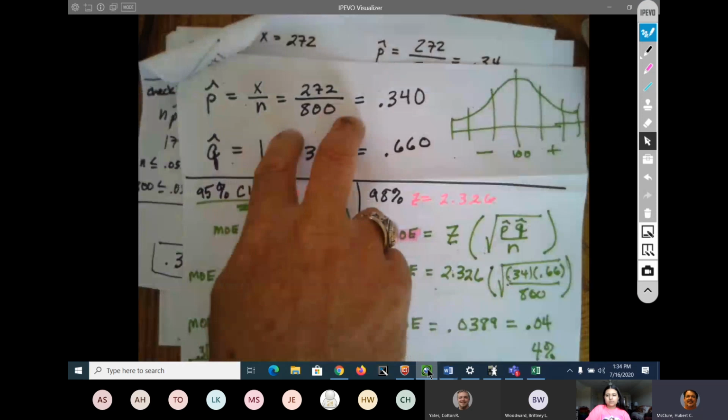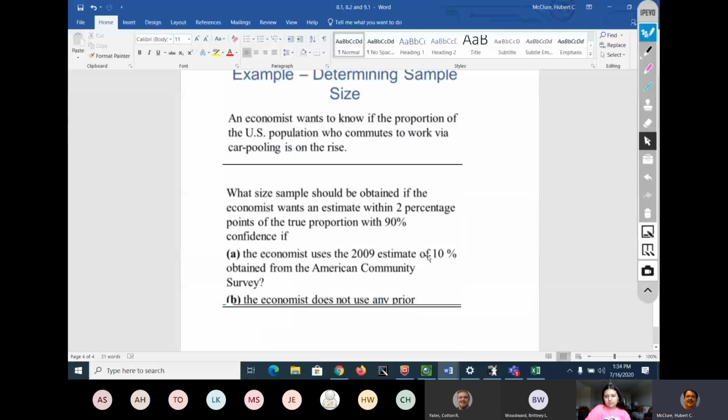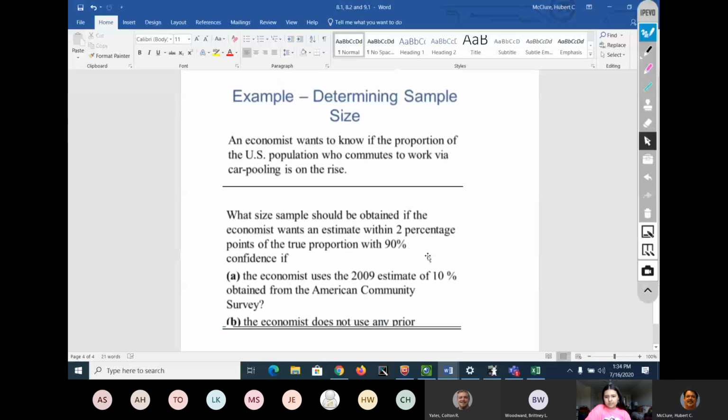Okay. So here's your second test question that you might see on a test. And this is where you have to find n. I feel like I've already done these problems, but I maybe haven't. All right, go ahead and write that down. An economist wants to know if the proportion of the U.S. population who commutes to work via carpooling is on the rise. What size sample? So you need to highlight that. What size sample means find n.